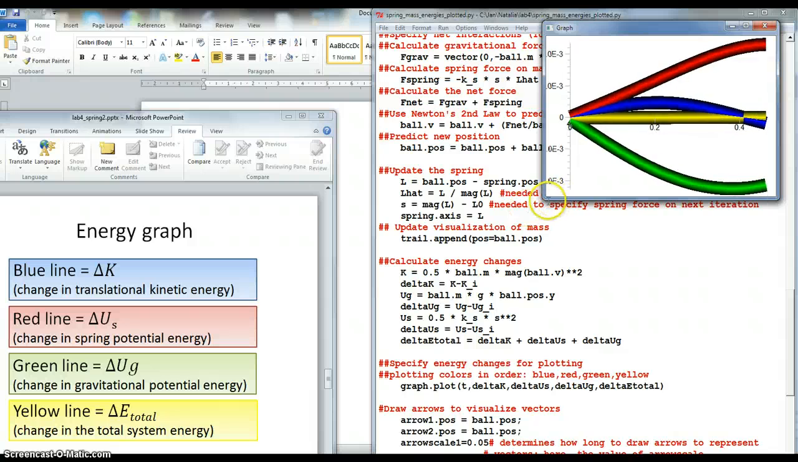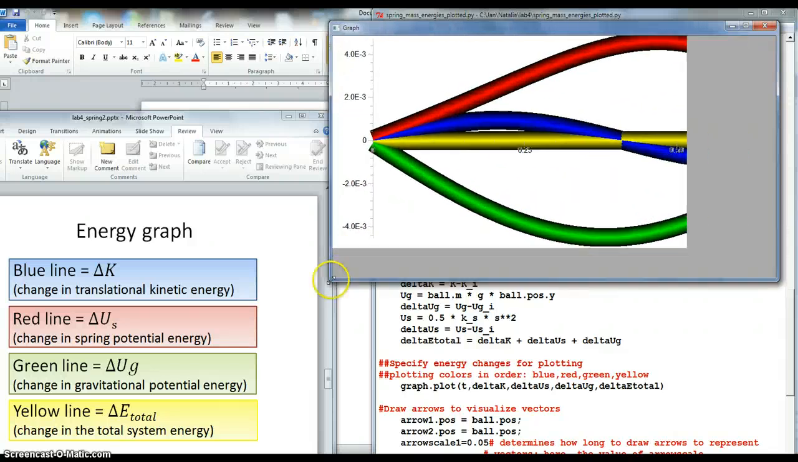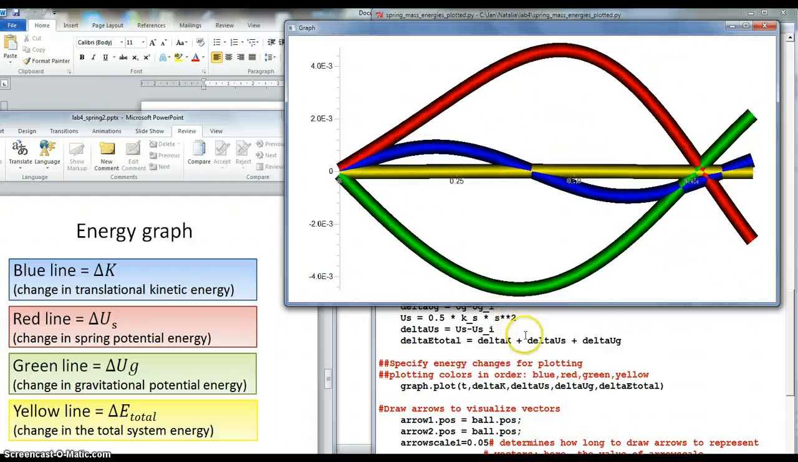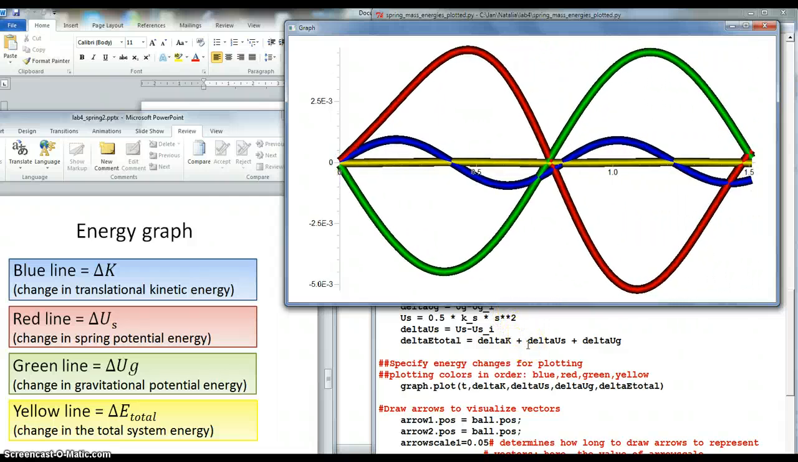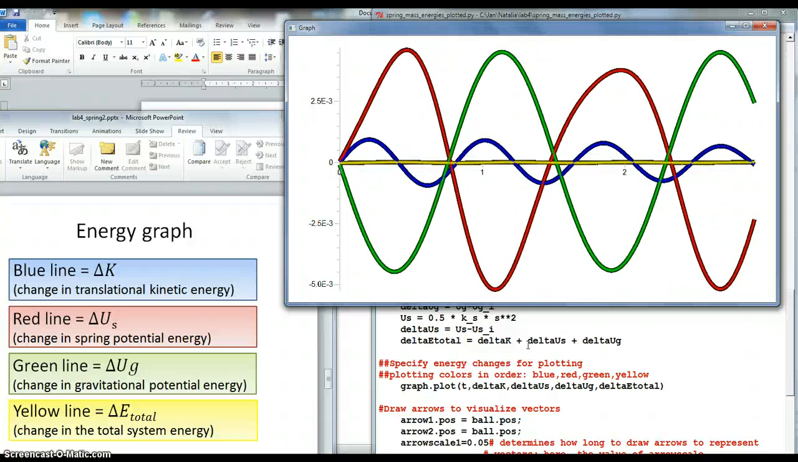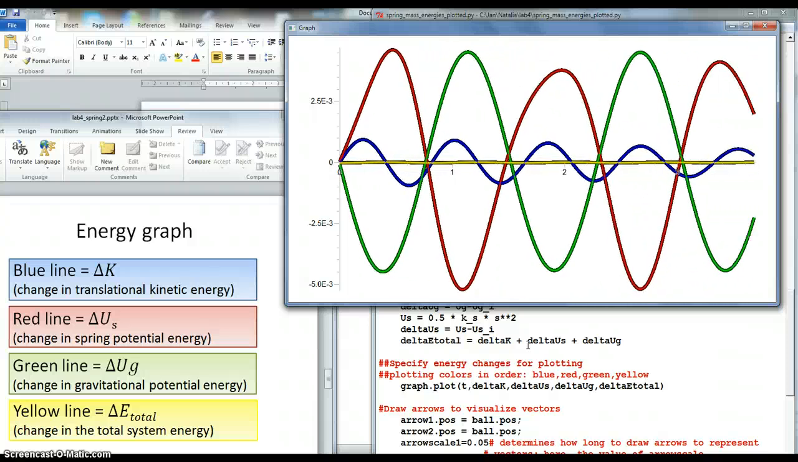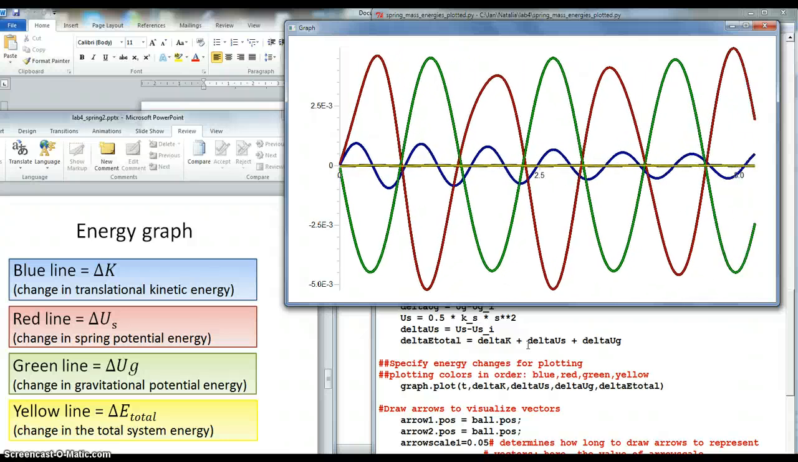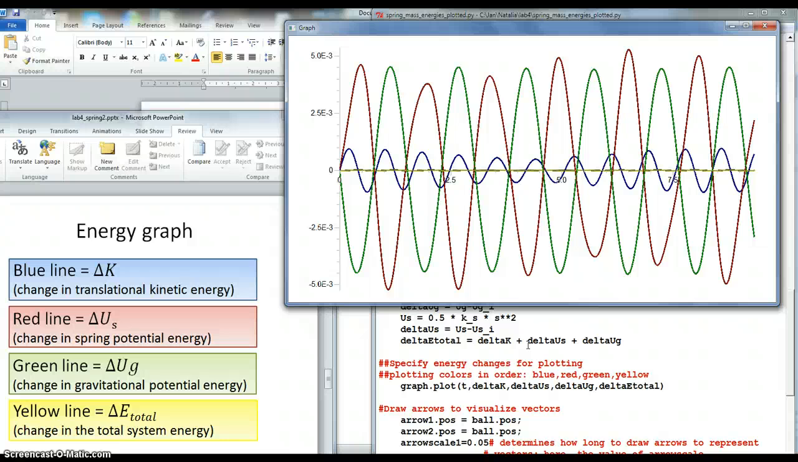This graph plots the energy changes. The blue line represents delta K, the red is delta U sub S, the green is delta U sub G, the yellow is delta E total. We see that the energy changes oscillate. The changes in the gravitational potential energy and the spring potential energy oscillate with the same period, and these two energy changes are approximately the same size but are opposite in phase, meaning that when one increases, the other decreases.